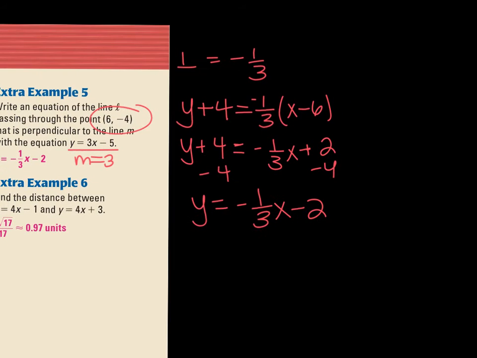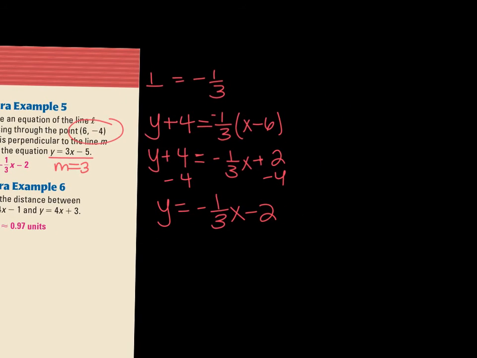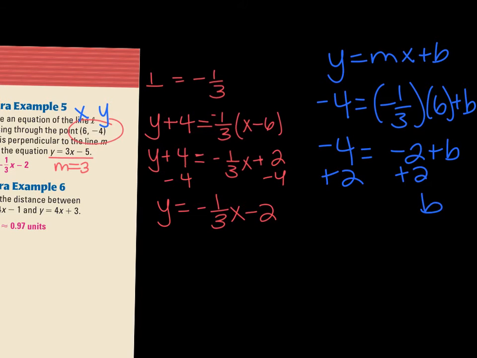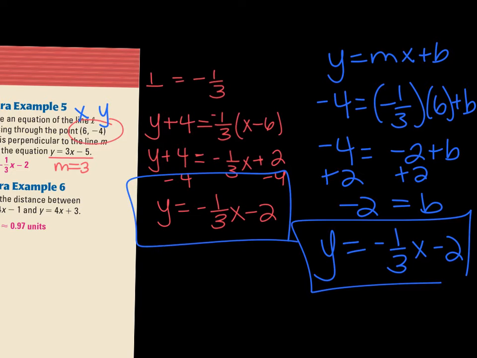So if you were to use the y equals mx plus b format, y is -4, m is -1/3, x is 6, -4 would equal -6/3, which is -2. Add the 2, and b is -2. So then I have to plug back in the m, which was -1/3, and the b, which is -2. So again, either way you get the same answer.